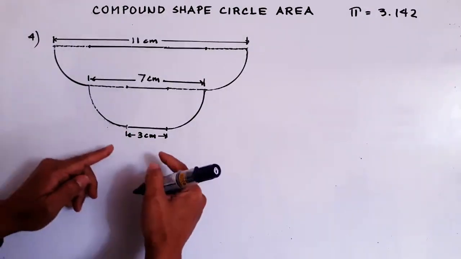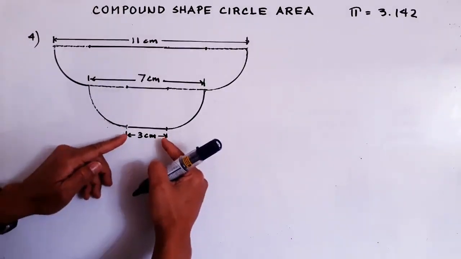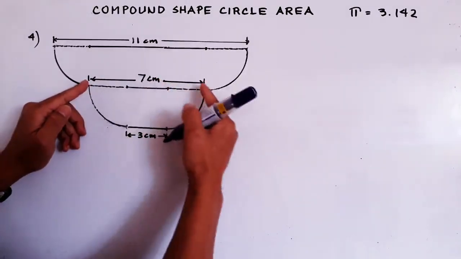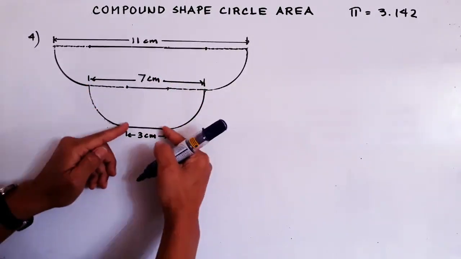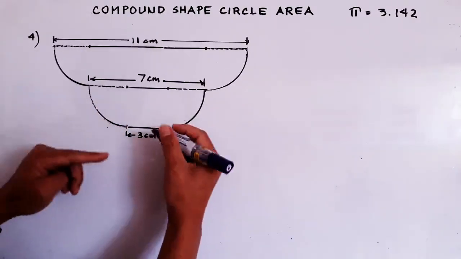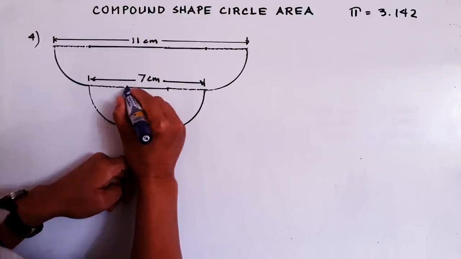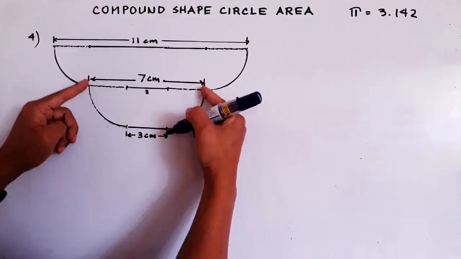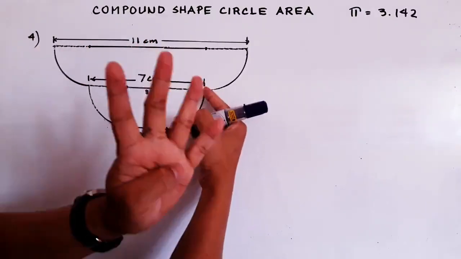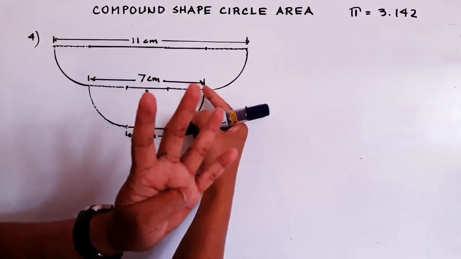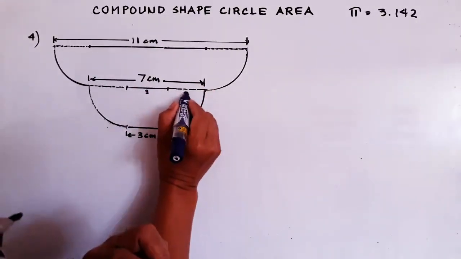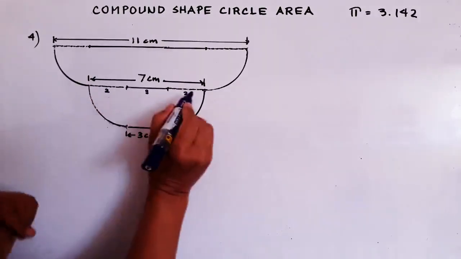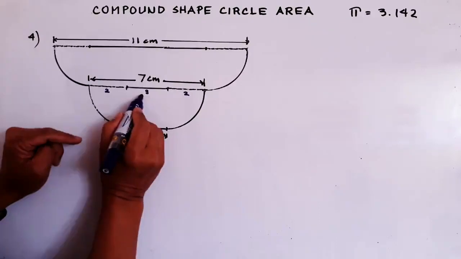Okay, let's have this 3 here now, and the 7. So when we subtract 7 minus 3, we will get 4, because the 3 is from here up to here. This one is 3. Now the total is 7. So if we subtract 3 from 7, we have 4. And we are going to divide the 4 into 2. 2 here, and another 2 here, for a total of 7. 2 plus 3, 5 plus 2 is 7.